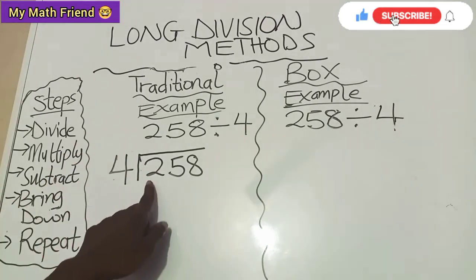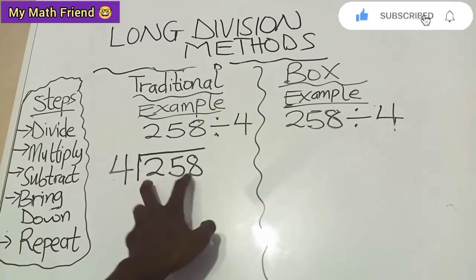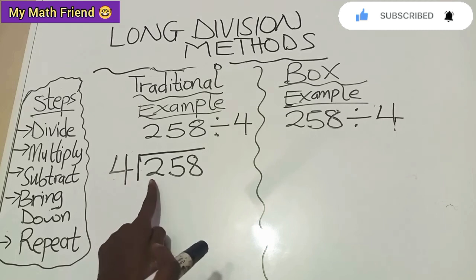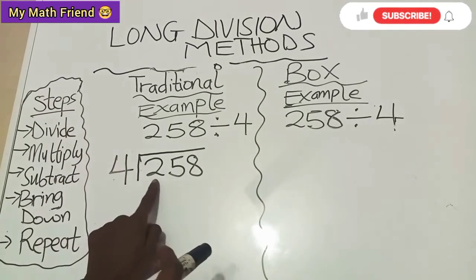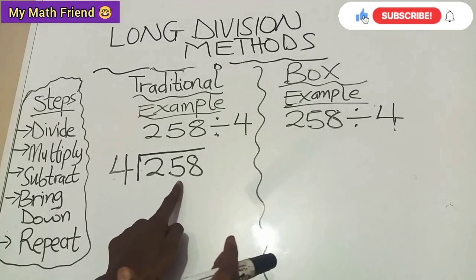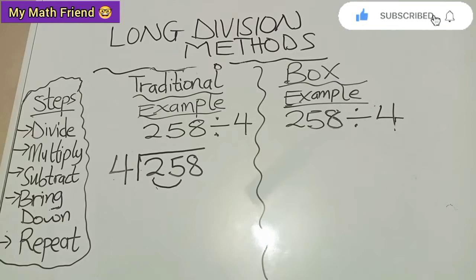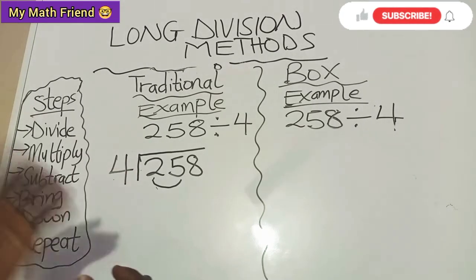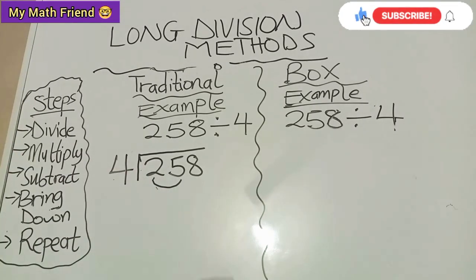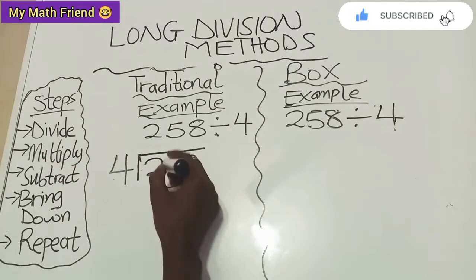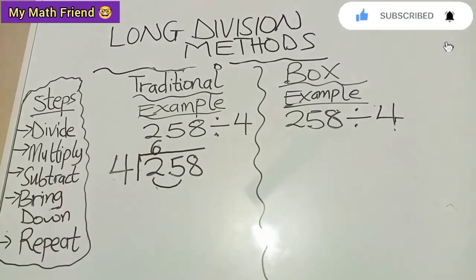Note that always you should make sure that the number inside the box should be bigger than the one outside. So is 2 bigger than 4? No, it's smaller. So you make it big. How? By adding the next digit, that is 5. So now we have 25. Very well. So then you begin by dividing. 4 times what gives you 25? In other words, how many groups of 4 can go into 25? So what is it? It's 6. Very good. So then you write a 6 on top.